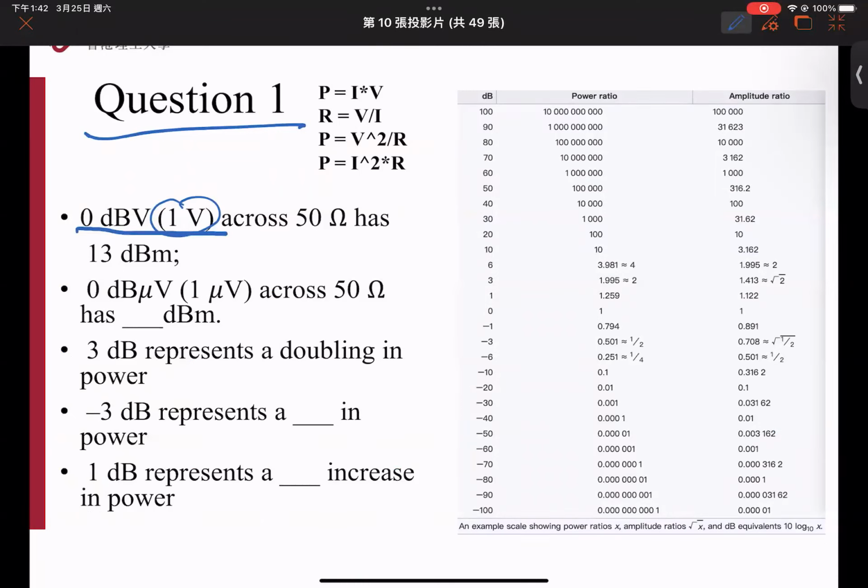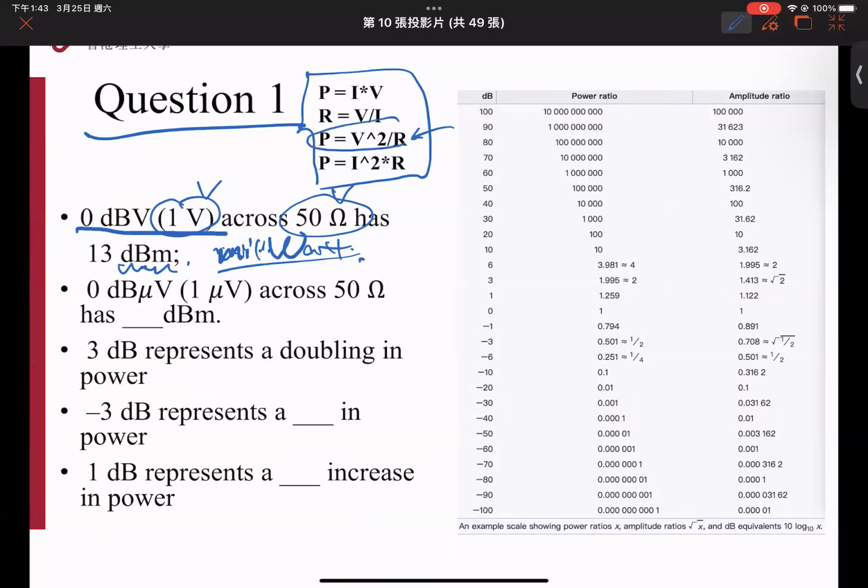What we care about is the resistance and also the voltage, these two. If you look at the equations here, what we need to use is this one, because what we care about is the power. dBm is related to milliwatts, so that is related to power. So we use this equation.